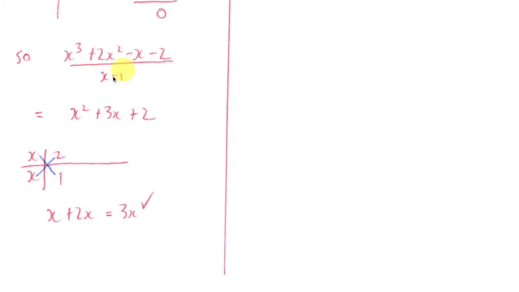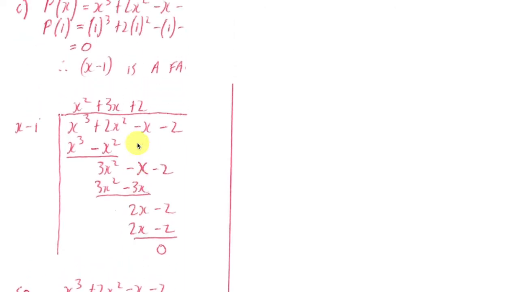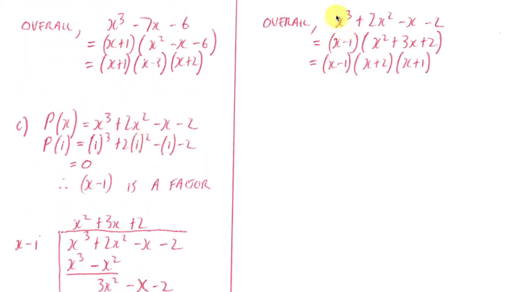So this cubic divided by that linear produces this quadratic, and I can factorize that quadratic to be x plus 2 multiplied by x plus 1. And what do I have overall? This cubic becomes x minus 1 multiplied by x plus 2 multiplied by x plus 1.